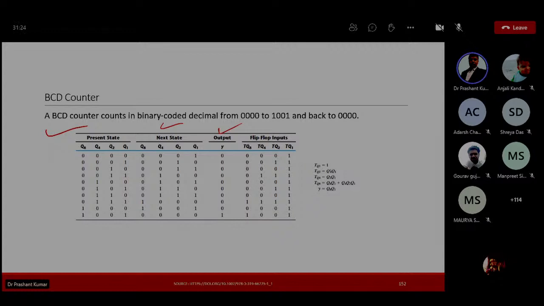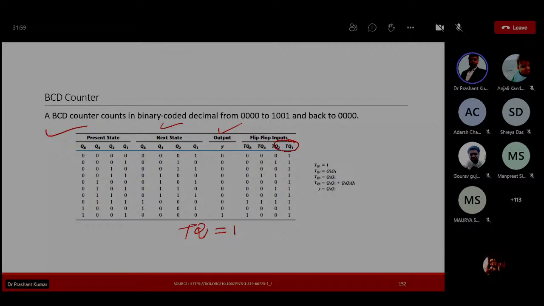How will you get them? How will you get this TQ1? It is 1. Why? How will you find it? Am I audible? Yes, sir. Okay, so how will you calculate it?